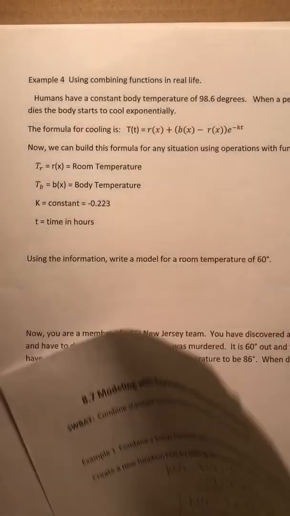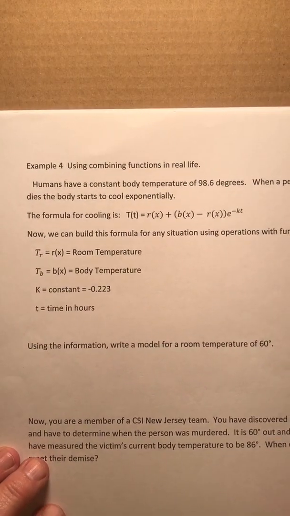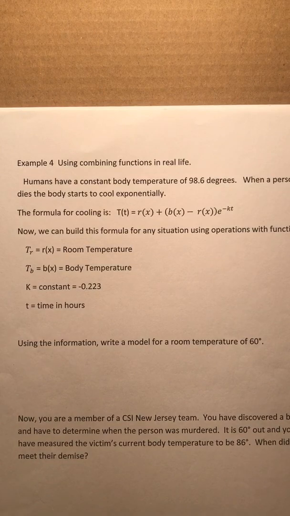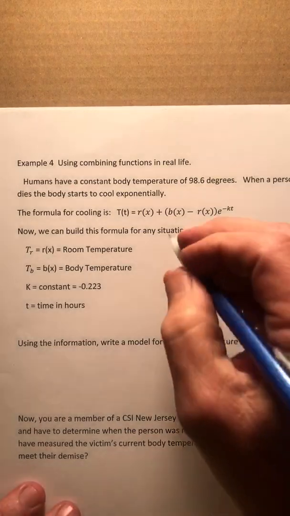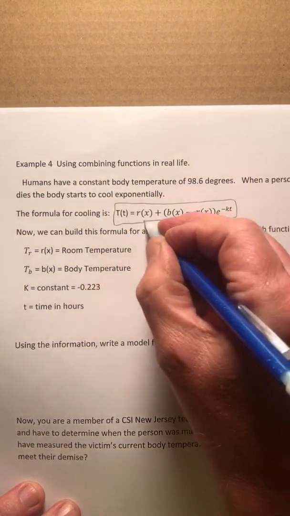All right, so it's just really building functions. Well, really what I want you to be able to do is this. All right, this is how you use this stuff in real life. So we're going to combine functions in real life. So we've got humans have a constant body temperature of 98.6. When a person dies, the body starts to cool exponentially. All right. Now, the cooling formula looks like this. This is what the cooling formula looks like.